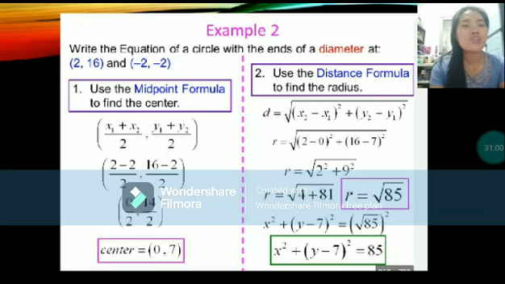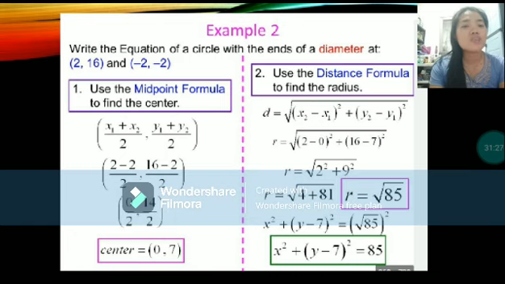Then you are going to simply substitute the values. So x sub 1 is 2, and the x sub 2 is negative 2. So you have 2 minus 2 all over 2. Then your y sub 1 is 16, and your y sub 2 is negative 2. So you have 16 plus negative 2, or 16 minus 2 over 2. So that gives you 14 over 2.